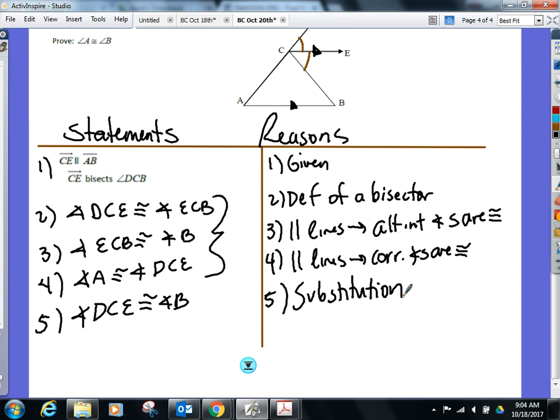Now look at statements 4 and 5. Notice both angle A and angle B are congruent to DCE, which must mean by substitution, they're congruent to each other. So again, I needed two substitutions here, not just one. There is no way I could take statements 2, 3, and 4, two of them at a time, and get A congruent to B.